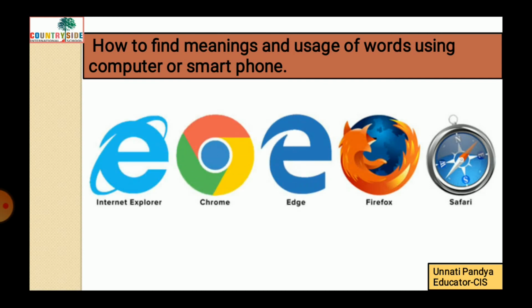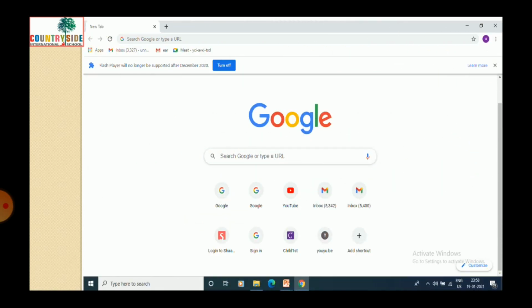You all are aware of the different types of browsers that are available, right? Out of these, Google Chrome and now the latest version Chromium are the most widely used internet browsers. When you open it, the interface will look something like this, right? Here, in search Google or type a URL, you may write down the word and type meaning, and you will get your answer without opening the dictionary.